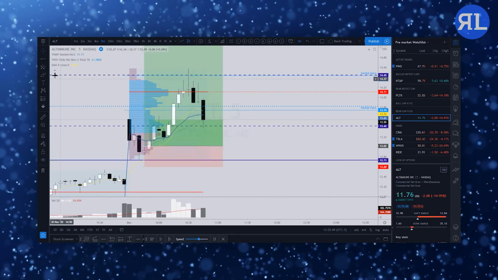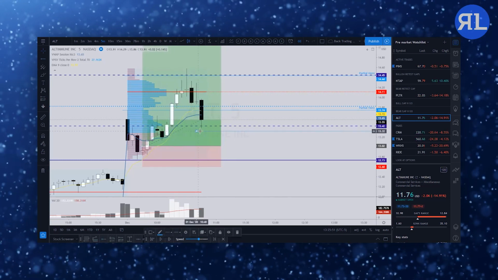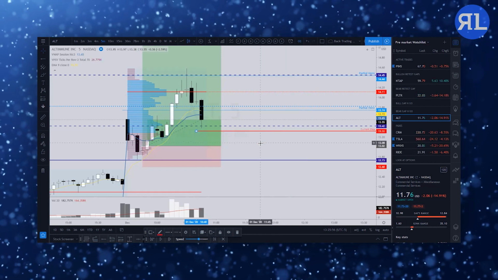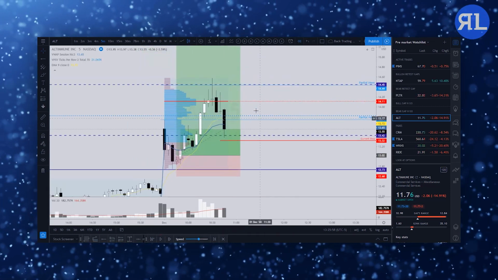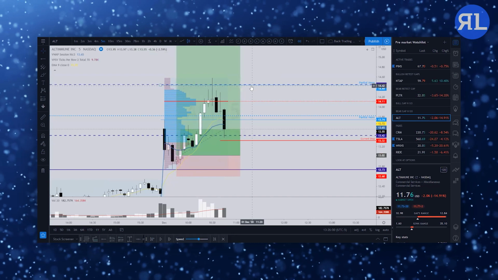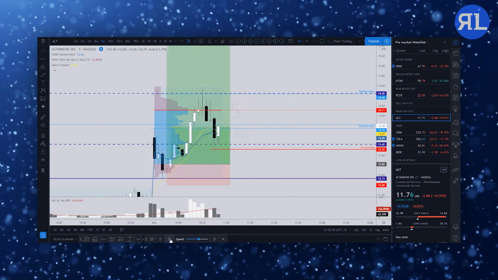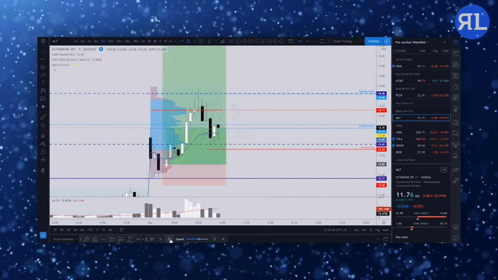Okay, so there's a close below the VWAP. So what I'm going to do is move my stop to this area right here. We've taken 20% off the position already. We've taken a partial here, which I take 10%, and another 10% right here. So let's see if we can get this thing to regain the VWAP, which it did there.